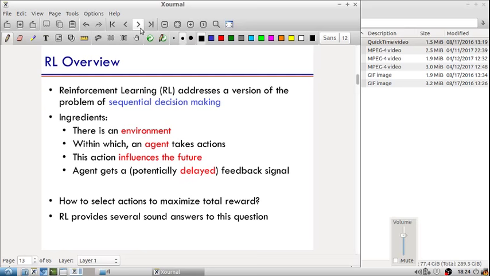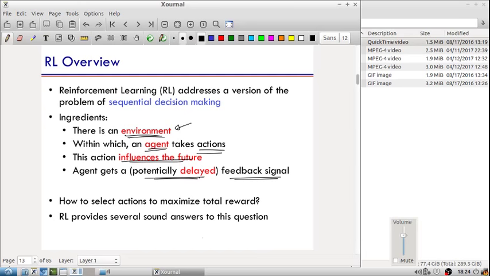In terms of naming, there is an environment, which just means that there is a user out there who's going to give me a reward, essentially. And we are the agent, and we take actions. The key feature being that our actions may influence the future state that we find ourselves in. Maybe lower demand, maybe higher demand. And the agent gets a feedback signal.